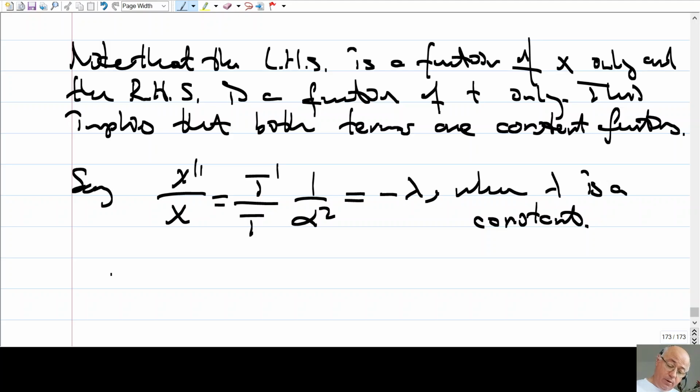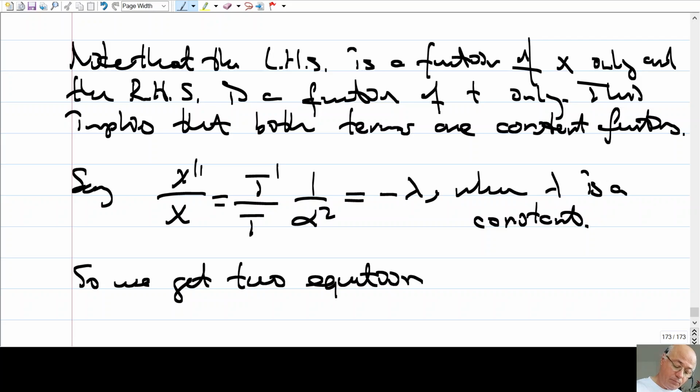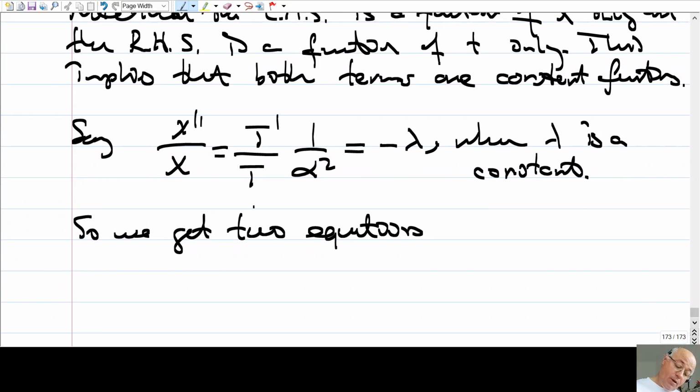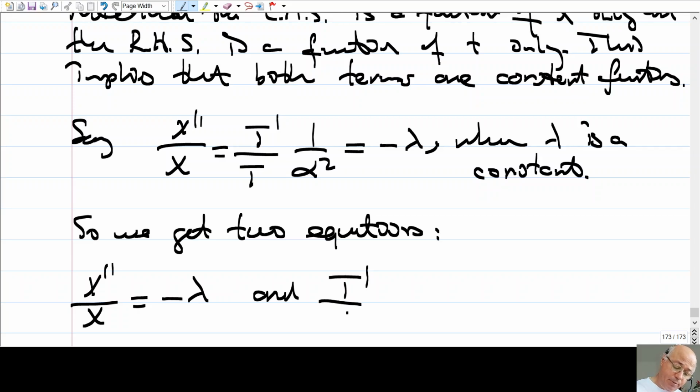Well, so I have two equations then. So we get two equations. One of them is x double prime over x is minus lambda, and the other one is t prime over t times 1 over alpha squared is equal to minus lambda.